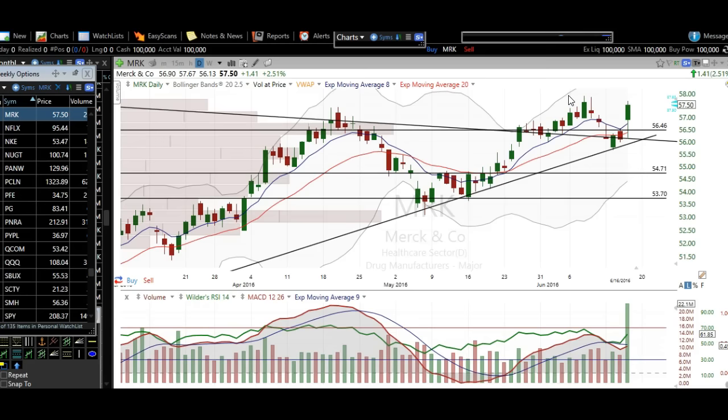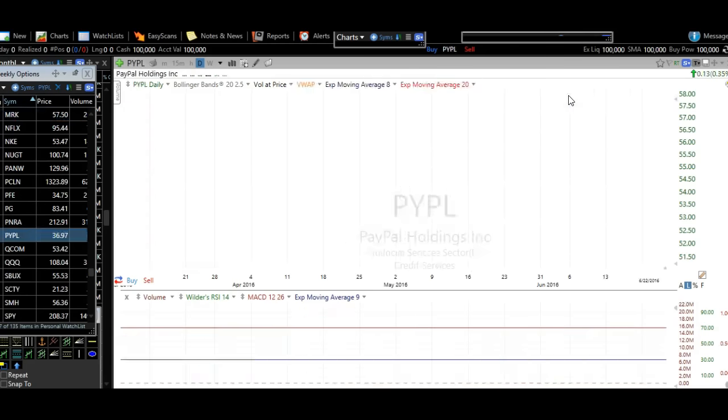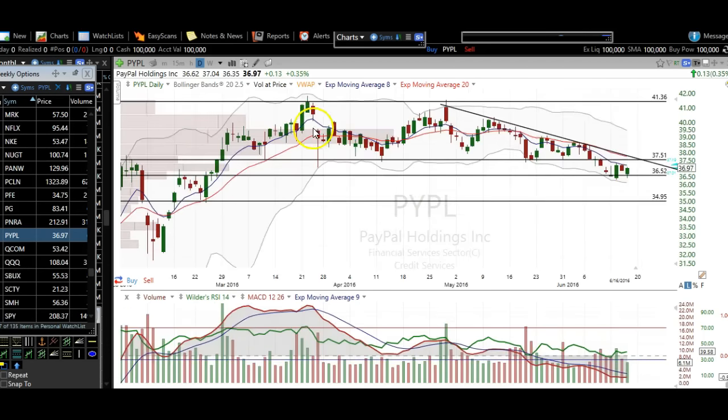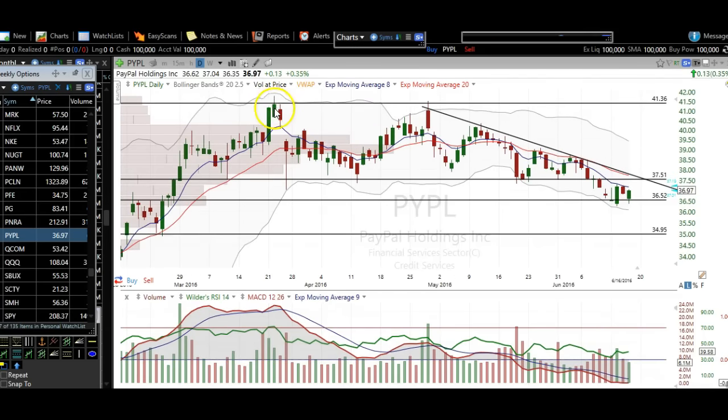Next, I want to cover PayPal. So PayPal, big pattern here. We've got double top here, left top, right top, and then we've got this flat resistance right here. I'm sorry, it was support right there, and then we broke it, so now it is resistance. So now that 37.50 is resistance. It's a big pattern here. We've got a downtrend line as well right here.